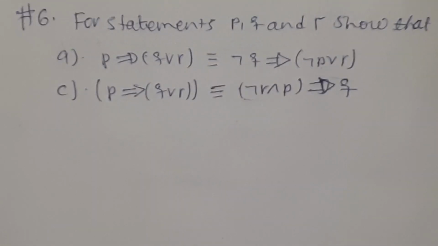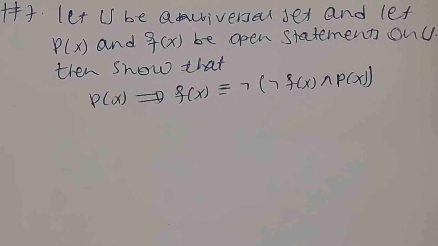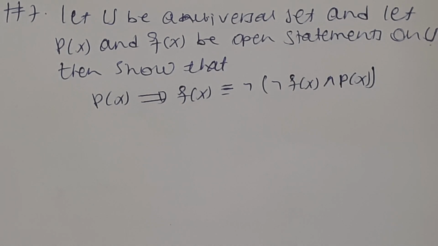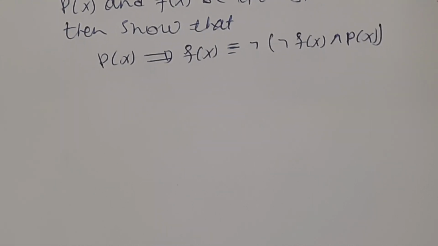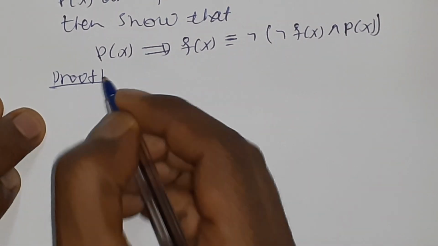Okay, the next question which is going to be considered will be question number 7. That is this question. What does it say? Let U be a universal set and let P of X and Q of X be open statements on the universal set U. Then we are asked just to show that P of X implies Q of X is equivalent to the negation of Q of X and P of X. So in order to prove, or simply show the equivalency of this one, we have a proof here.